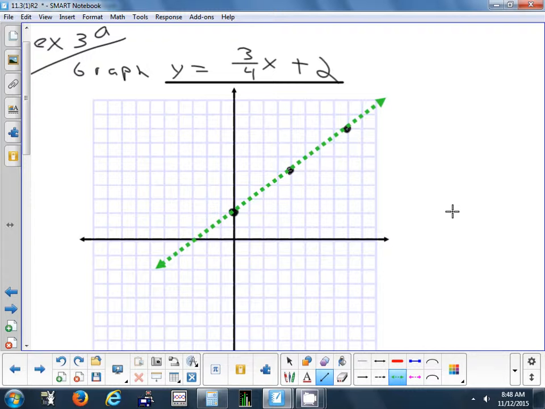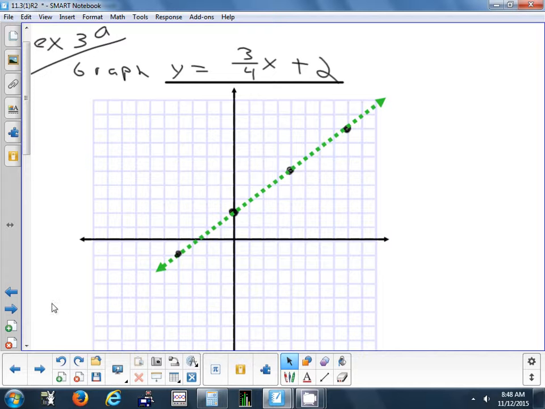Down 3. Say it, Corey. Go ahead. Go down 3. Which way over? Left, right? 1, 2, 3, 1, 2, 3, 4. And end up right on that line. So if you run into a situation where you've used up all your spaces and you're going to go off, go back to your y-intercept and just do the opposite of what the slope tells you.